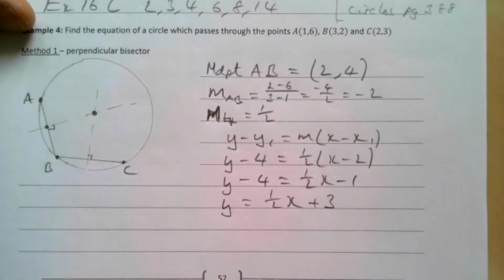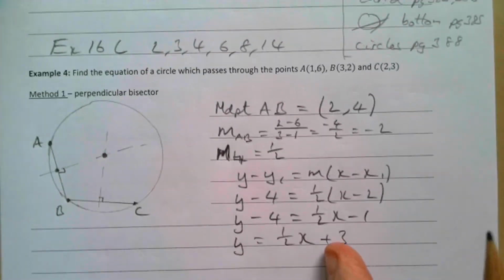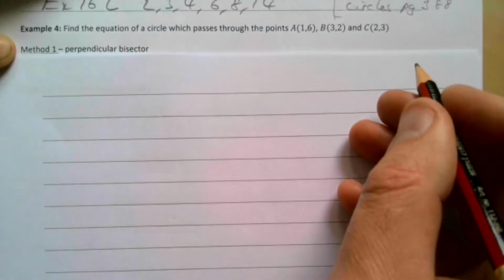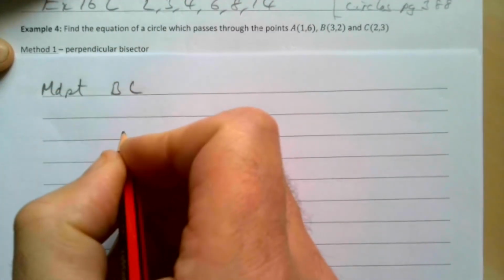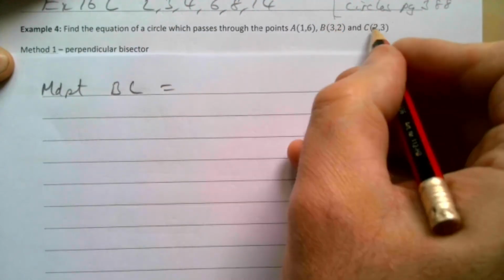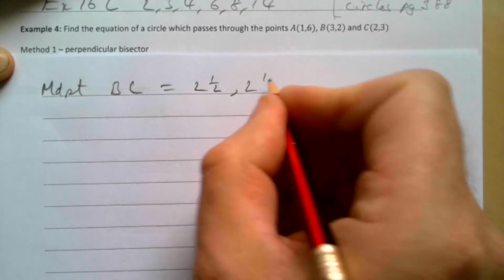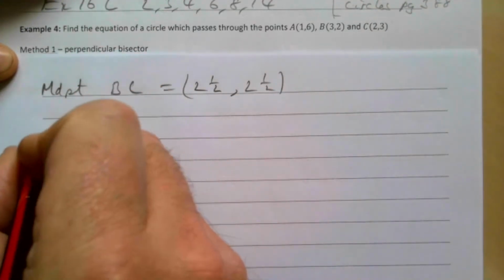I now need to do the same for BC, and once I've done that, then I solve those two simultaneously. So let's make sure we can see BC. There's plenty of space for this. Sorry for the rearranging here, and you get the idea of what we're doing. So here's BC. So I want then my midpoint of BC. Halfway between 3 and 2 is 2.5. Halfway between 2 and 3 is 2.5. So that's my midpoint. What about my gradient then of BC?